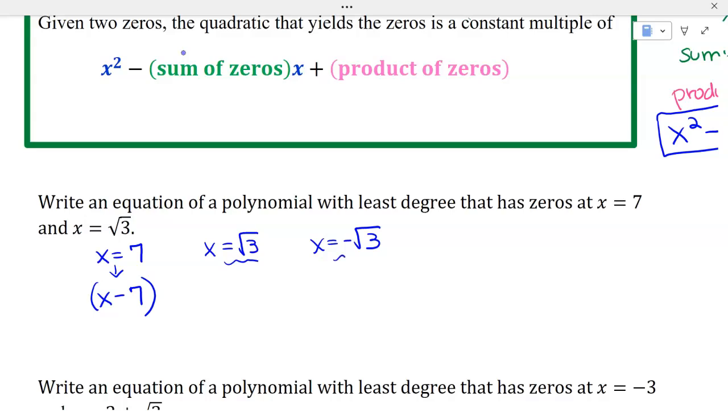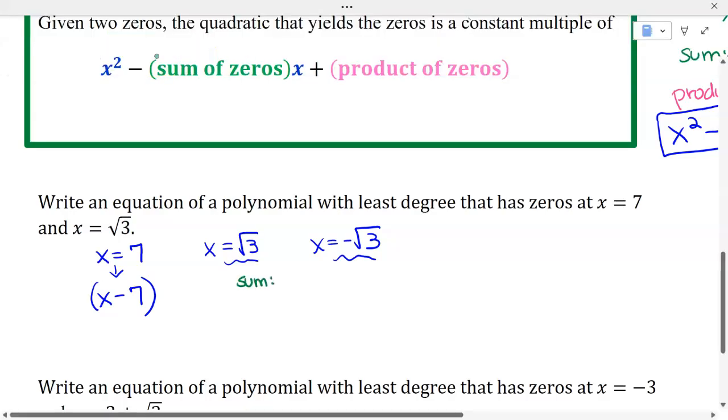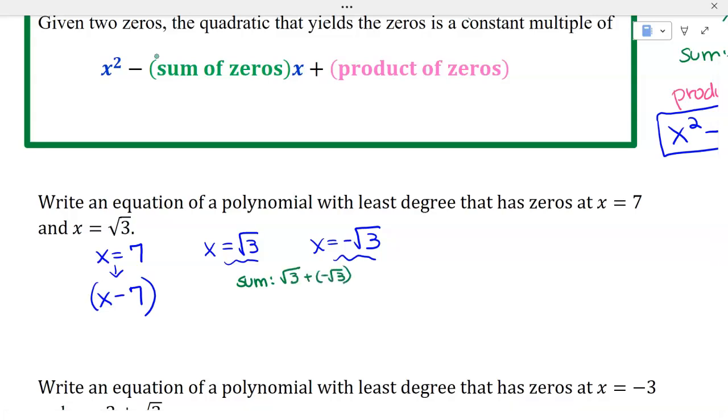So we have these two zeros, and we could come up with the factors, but it's actually easier to create what I call a mega factor using the sum and product. So if I'm trying to find the sum of these two zeros, I'm just going to add the square root of 3 plus a negative square root of 3. And that is just going to give me 0. And then next, I want to do the product, or I want to multiply these two zeros together. So I have the square root of 3 times the negative square root of 3. And that's just going to give me negative 3.